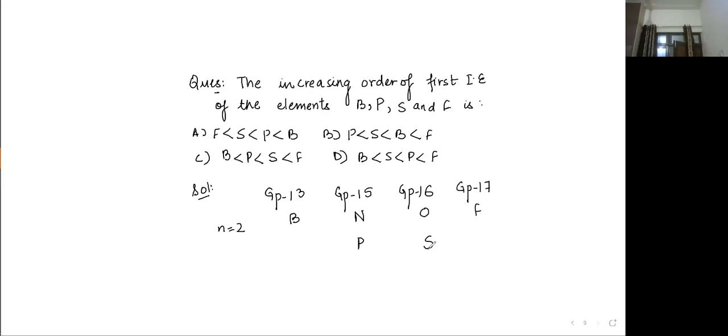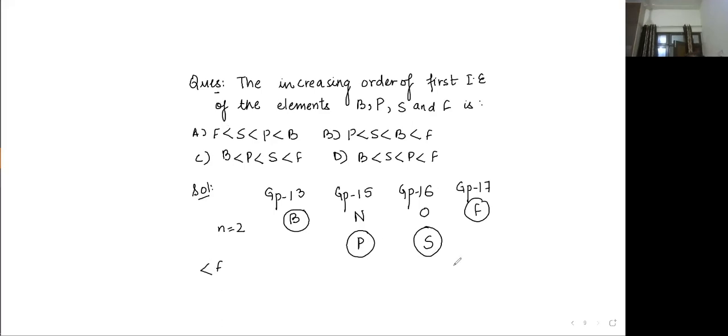So, okay class, tell me one thing. You have to place boron, phosphorus, sulfur, and fluorine. Between all of them, which will have the highest ionization energy? The highest ionization energy is for fluorine.